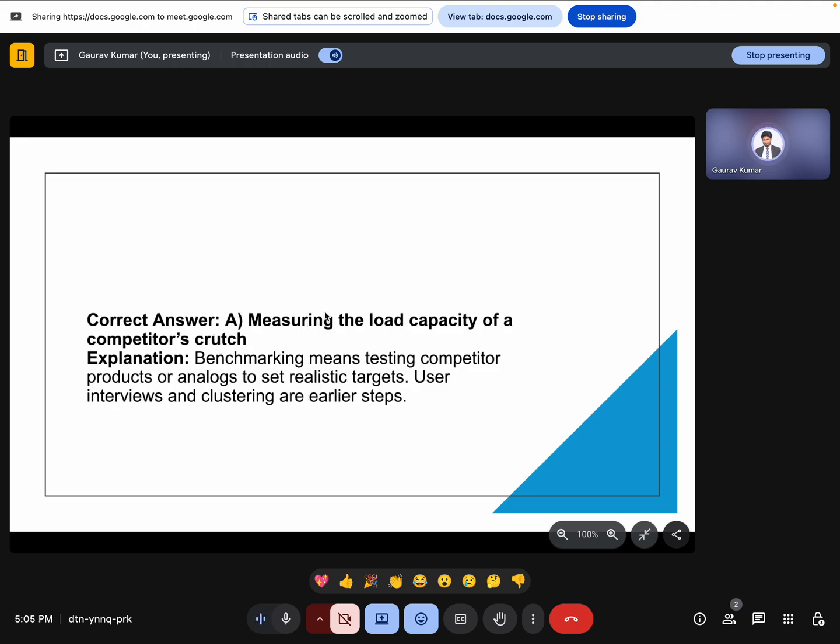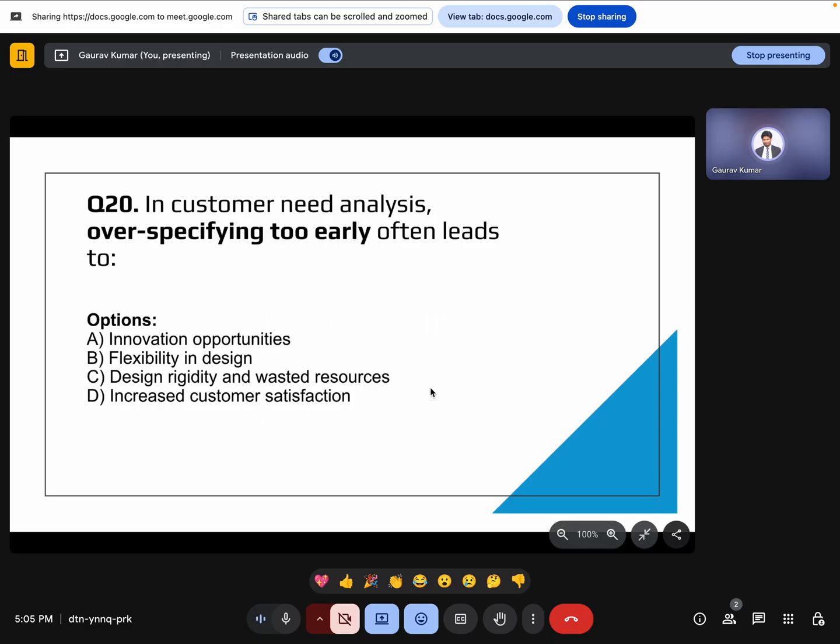So the right answer is option A, measuring the load capacity of a competitor's crutch. Benchmarking means testing competitors' products or analogs to set a realistic target. User interviews and clustering are early steps, right? Moving to the next question, question number 20. In customer need analysis, over-specifying too early often leads to what? Innovation opportunities, flexibility in design, design rigidity and wasted resources, or it increases customer satisfaction.